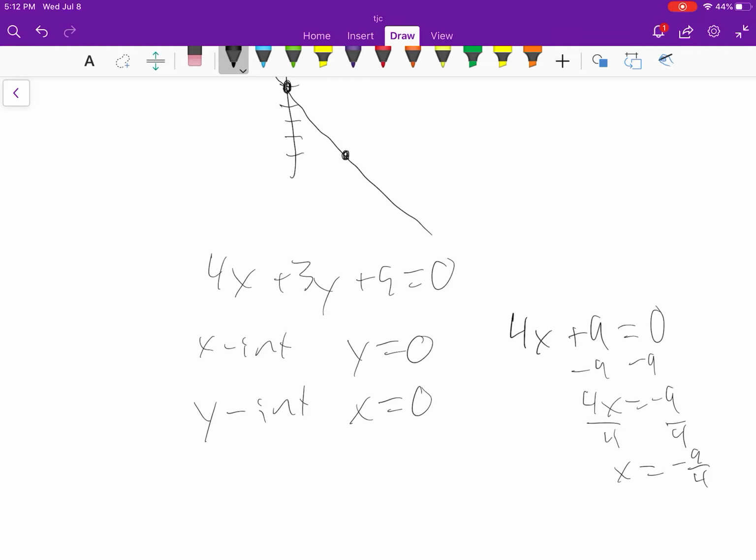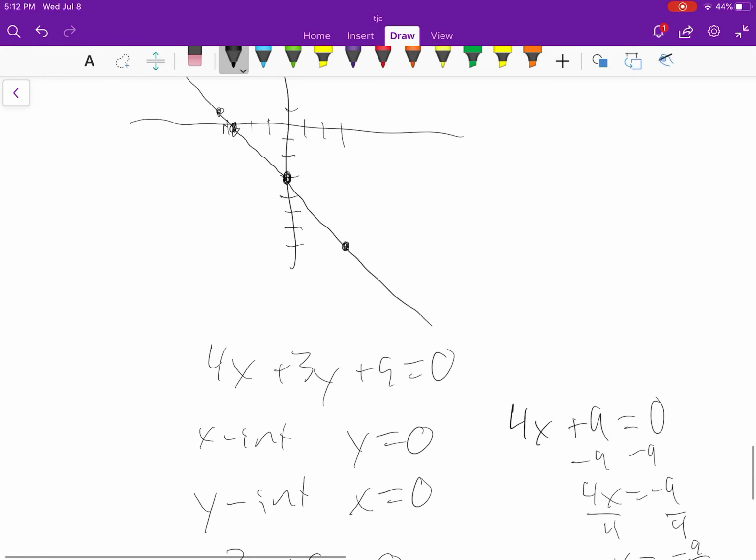The next one is to find your y-intercept, which if we plug x equals 0, you're going to end up with 3y plus 9 equals 0. Subtract 9 from both sides, you get 3y equals negative 9. Divide by 3, and you get y equals negative 3, which we've already done, and that's right here. So that's using your intercept method for graphing. Okay, so that's how you graph a linear equation.